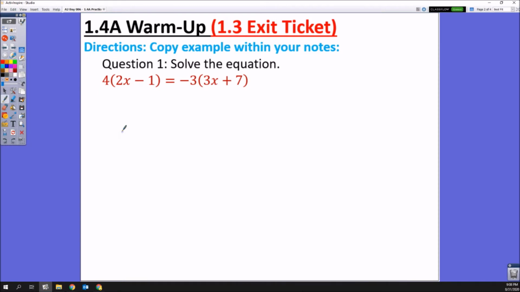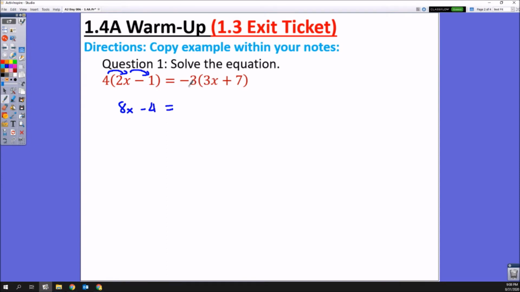When you're solving this, what I'm going to do is take a look at this 4. It's directly in front of the parenthesis. So the 4 is going to be distributed to the 2x and the minus 1, also known as negative 1. So 4 times positive 2x would be a positive 8x. Positive 4 times negative 1 would be a negative 4. Then equal sign.